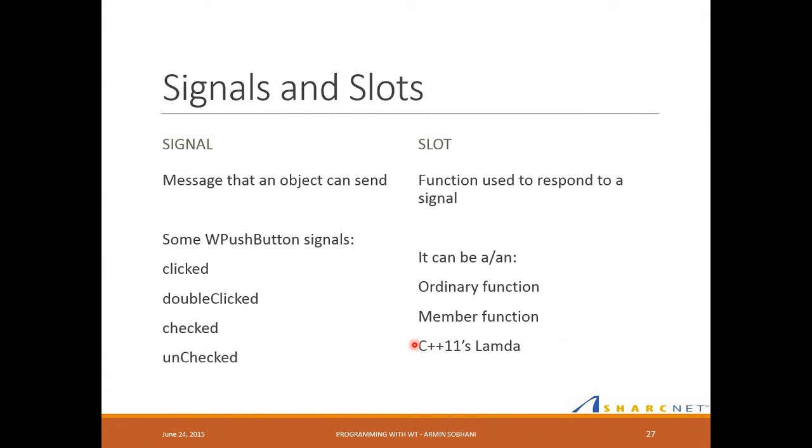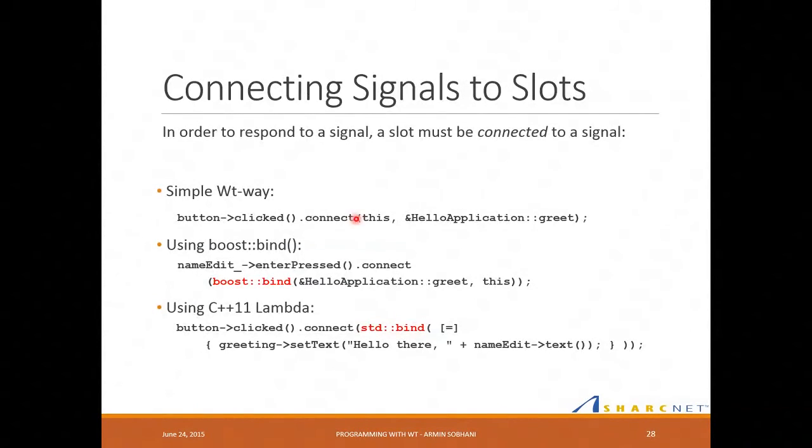So a signal is a message that an object can send, most of the time to inform of a status change. And here, for example, for WPushButton, there are some signals like clicked, double-clicked, checked, or unchecked. And the slot is a function that is used to respond to a signal. It can be an ordinary function, a member function, or C++11 lambdas. So in order to respond to a signal, a slot must be connected to a signal.